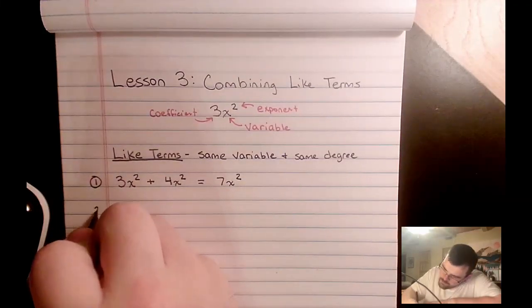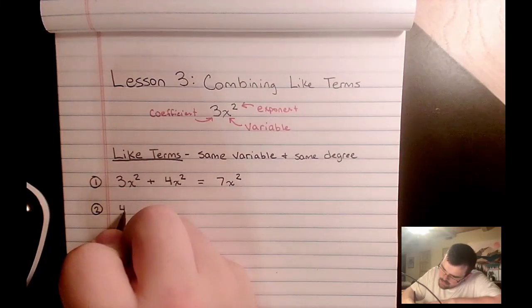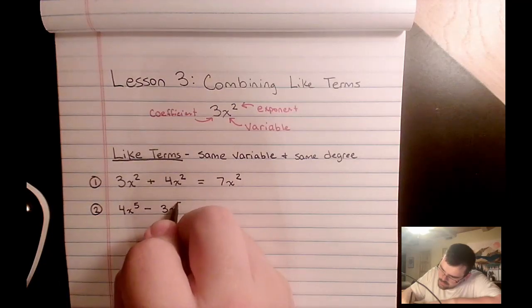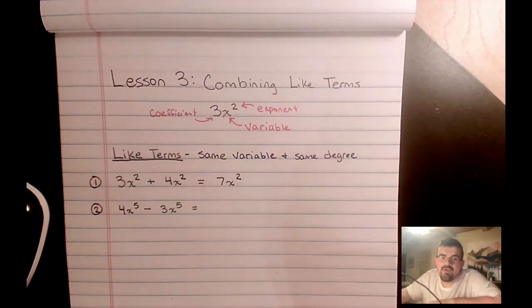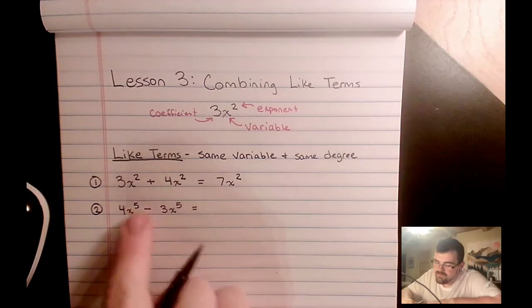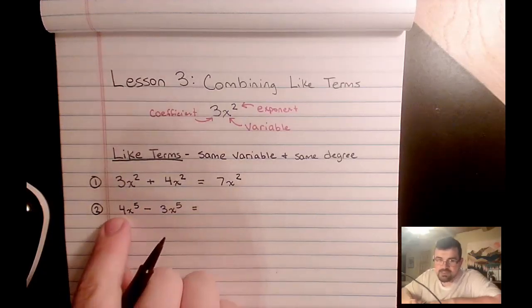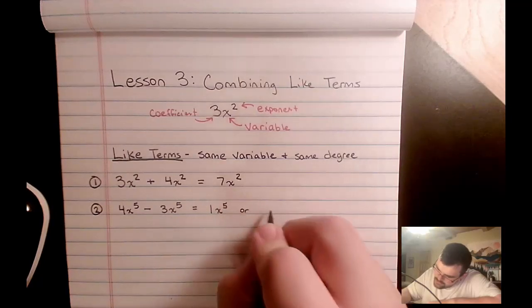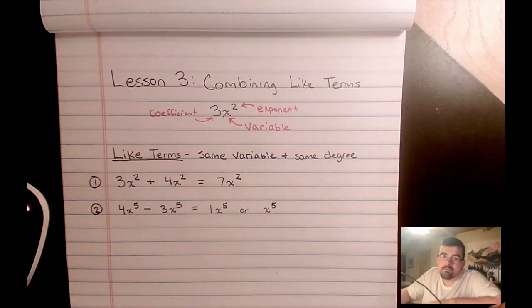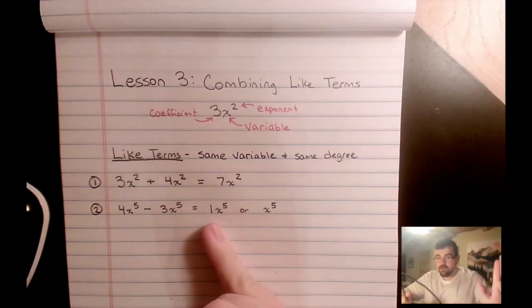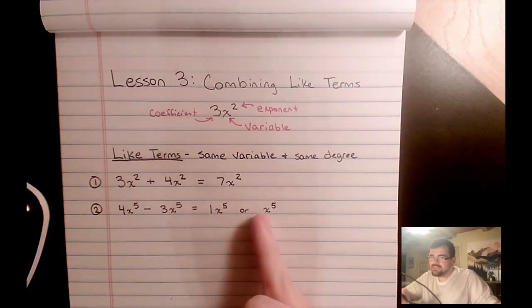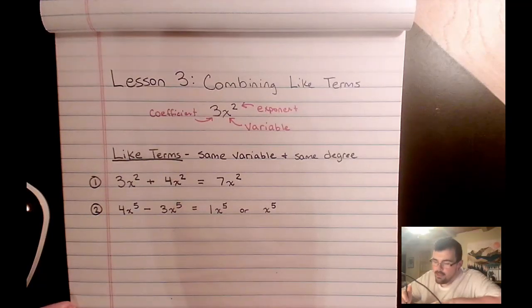Let's try another one. Okay, we've got like terms, x to the 5th, x to the 5th. So just say 4 minus 3 is 1. We could call that 1x to the 5th or just x to the 5th. Now, in reality, 1x to the 5th, totally correct. You're not wrong for writing it. But on a multiple choice or something that has the answers already ready for you, you would not see that coefficient of 1. You would just see the x to the 5th, okay? Let's try another one.